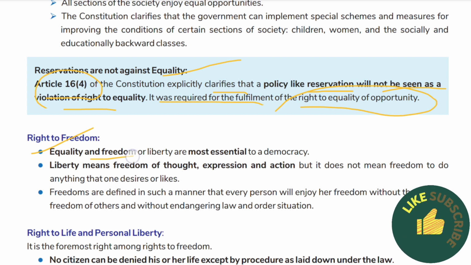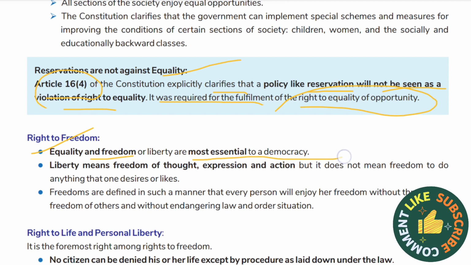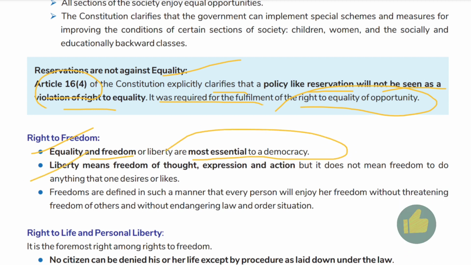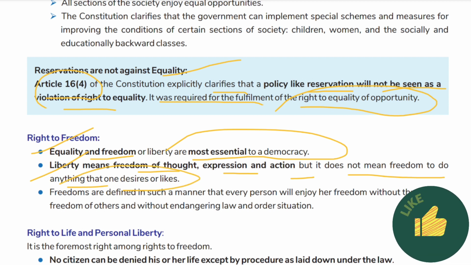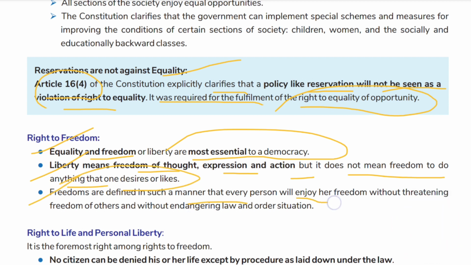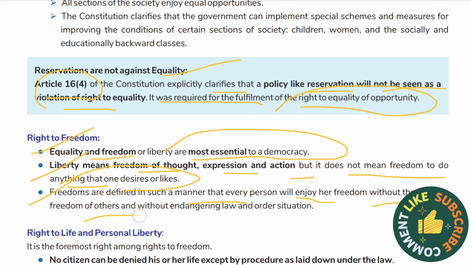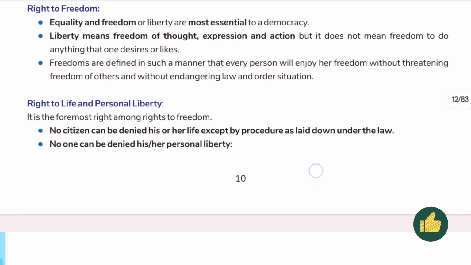Right to freedom. Equality and freedom or liberty are most essential to a democracy. Liberty means freedom of thought, expression, and action, but it does not mean freedom to do anything that one desires or likes. Freedoms are defined in such a manner that every person will enjoy her freedom without threatening the freedom of others and without endangering the law and order situation.